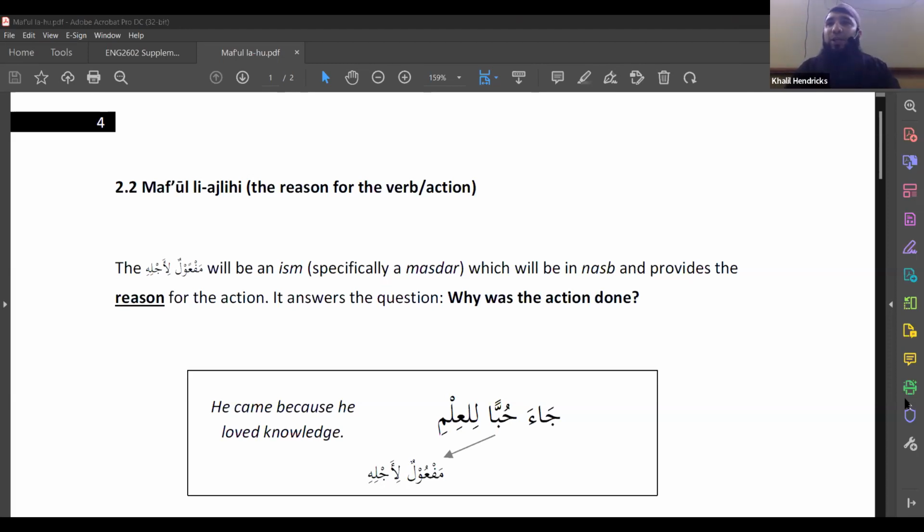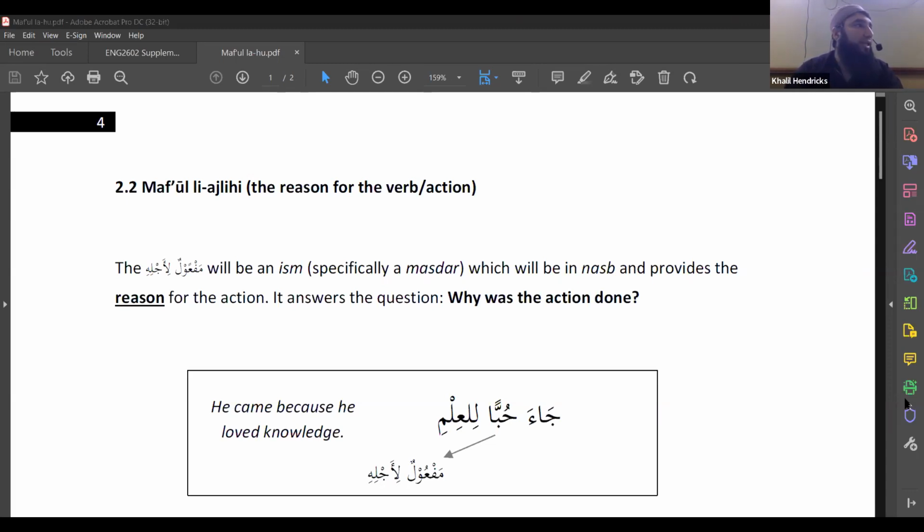It will never be darb. Darb is a masdar as well. It's a verbal noun of the action hitting. Hitting is a physical action, acted out by your limbs. A maf'ul li'ajlihi will not be like that. It will be an action undertaken by your heart. So, I have an example here on the board.